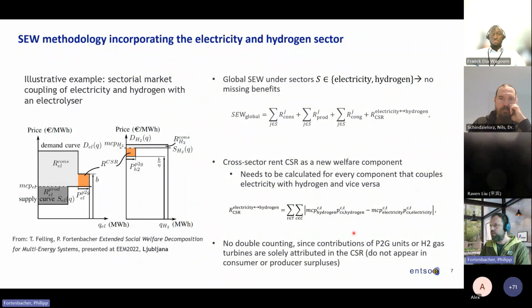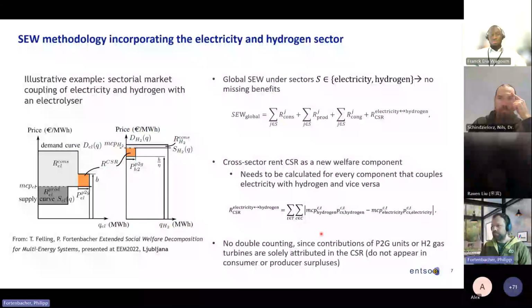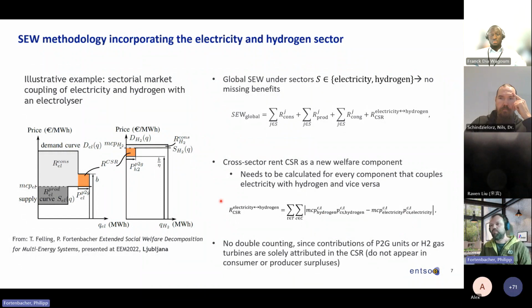So you see here the formulation, the equation for the cross-sector rent between electricity and hydrogen. It's dependent on the price difference between the hydrogen and the electricity sector, and also the power that is being converted from electricity. If we have no electrolyzer, it could also be the other way around, if we have a hydrogen gas turbine. But for the electrolyzer, it would be the price difference between the hydrogen and the electricity sector times the power that is being used for conversion from electricity to hydrogen.